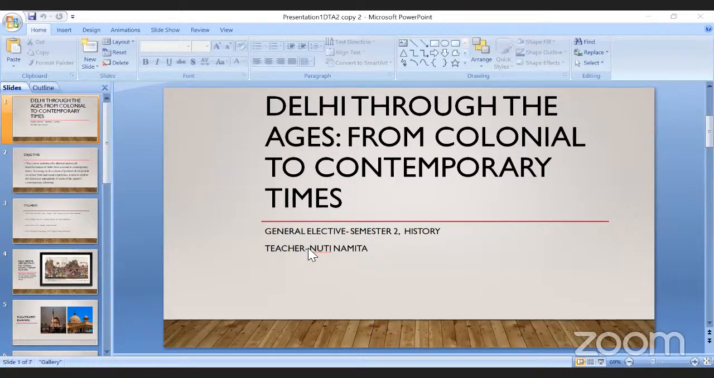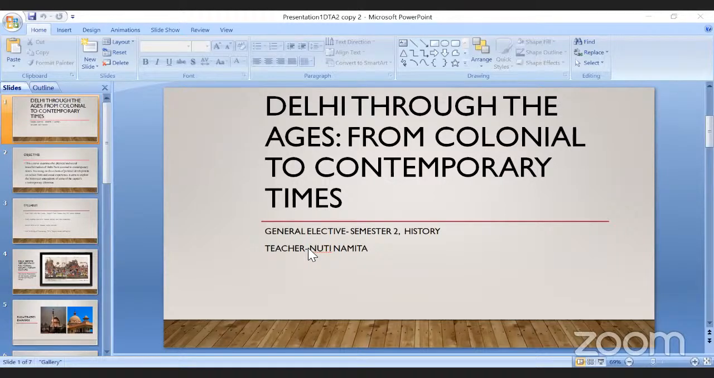So the objectives of the paper are many. First of all, it evokes an interest in your own city, the capital city of India, and how it has been impacted by the developments during the colonial era. Even today, we can see monumental structures scattered around Delhi, especially in central Delhi in the Lutyens zone.